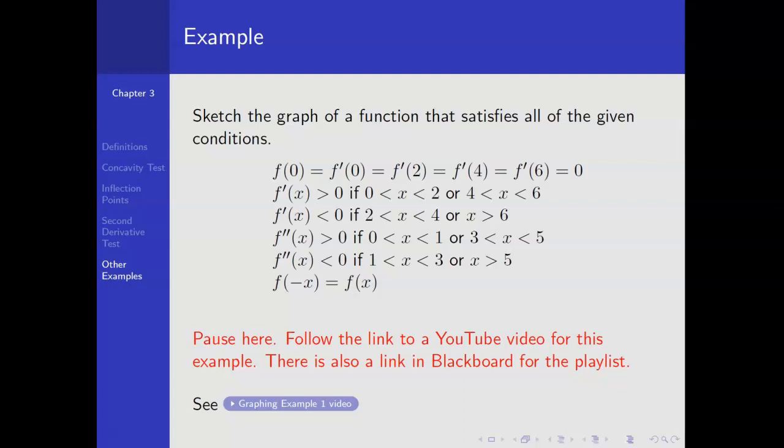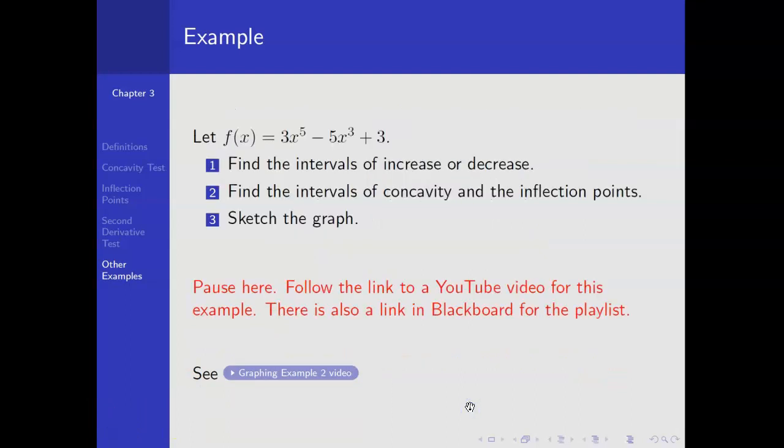So we're going to figure out what the function would look like on one side of the y-axis, and then we are going to reflect that across the y-axis to get the rest. So you should pause now, go watch the video, and then come back for the last example.